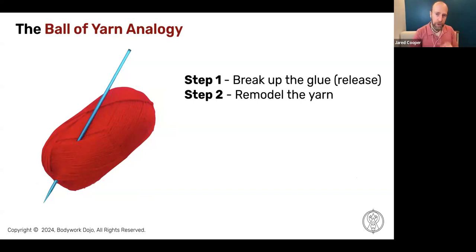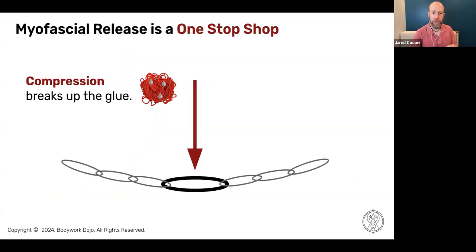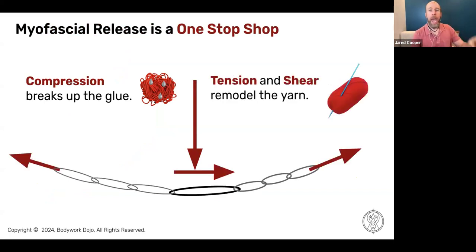Well, here's the thing about myofascial release. When it's done using all three forces, you get all of it at once. It's a one-stop shop. The compression breaks up the glue, and the tension and the shear remodel the yarn. And this is the only modality that does that. Deep tissue won't do it because it's not on stretch. Simple trigger point work won't do it because it's not on stretch. Stretching won't do it because there's no compression. So that's the beauty and the power of myofascial release: you're getting everything that you need all at once by combining forces. That's pretty cool.